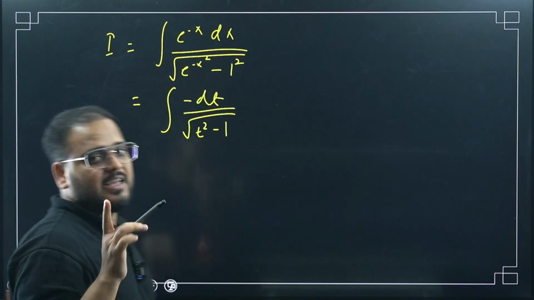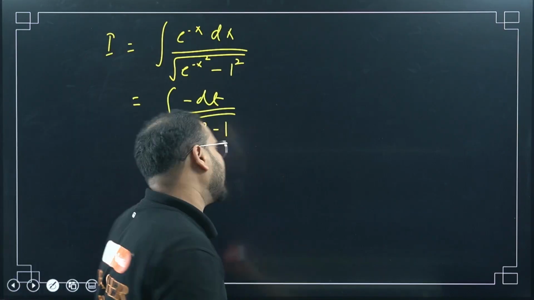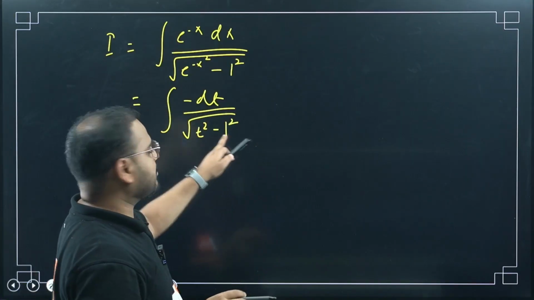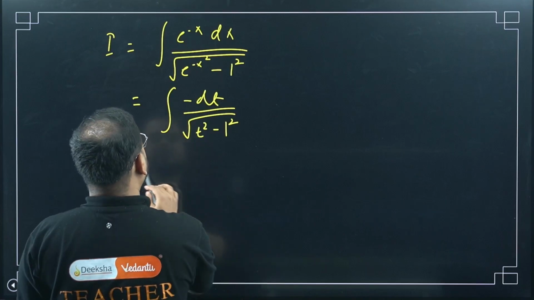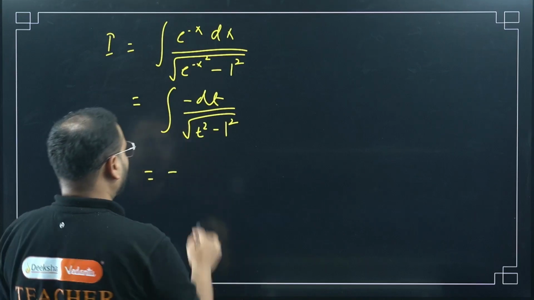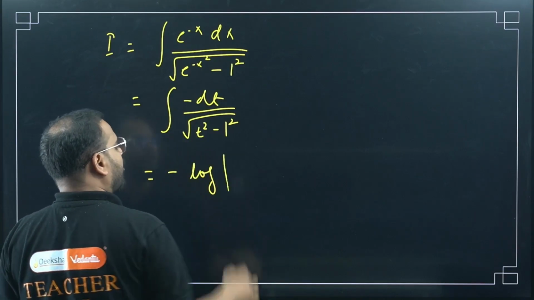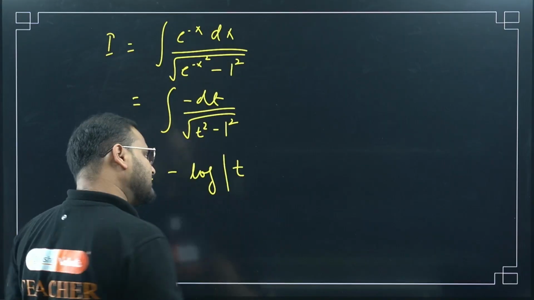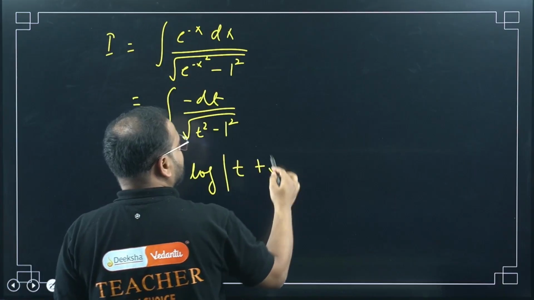I said this. In the root, if you have only a square minus x square, that will make sine inverse. Any other case, x square minus a square, the minus sign will be outside. You'll have log. Log of what? First x will come, so t will come. Then plus sign will be coming, and whatever is there in the root, same thing right here.